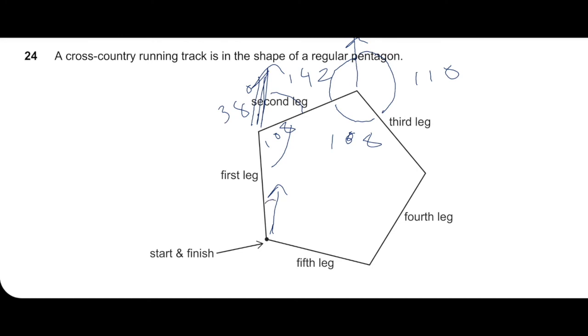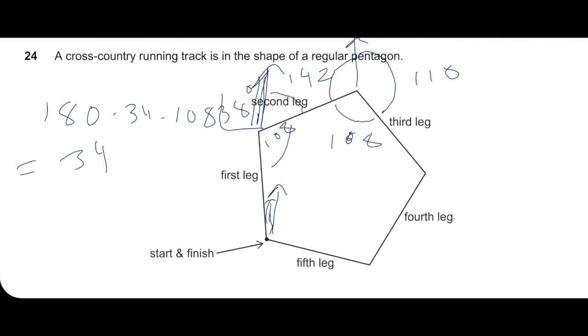I want to work out this angle over here. And how am I going to do that? I am going to do 180 minus 34 minus 108, which is equal to 34. That's that small little sliver over here.